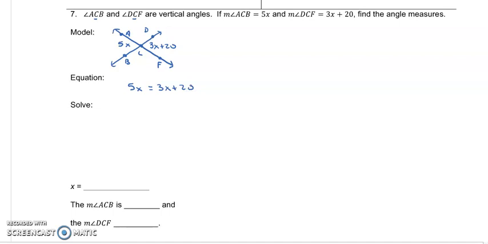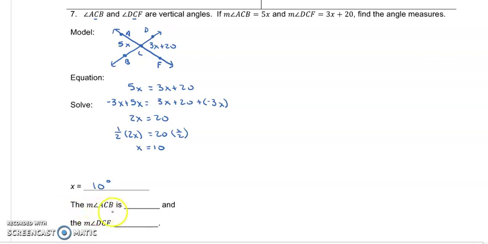Then we want to gather all our variables on one side. So we're going to add a negative 3x, practicing those algebra skills. That gives me 2x equals 20. And I'm going to multiply each side by the reciprocal, and I get x equals 10. So that answers this first question of what's x. X is 10.